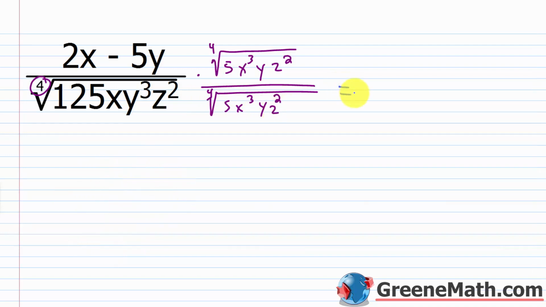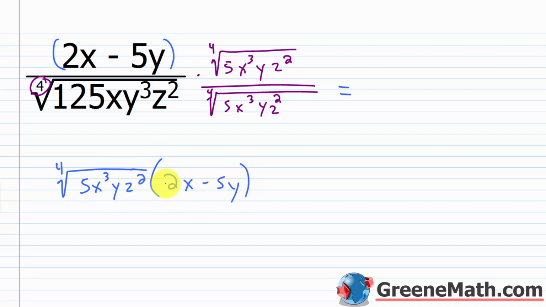So this is equal to, I've got to be careful here because when I multiply this by this is 2 terms here, okay? So I've got to make sure that each term is multiplied by this. So I'm going to use some parentheses. I'm going to put my fourth root of 5x cubed yz squared out in front. And inside of parentheses, I'll have 2x minus 5y. Again, with two terms there, this has to be multiplied by each term.